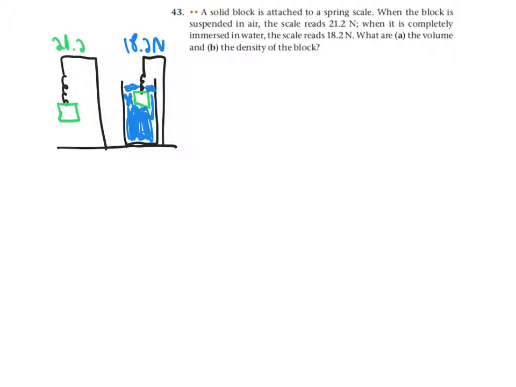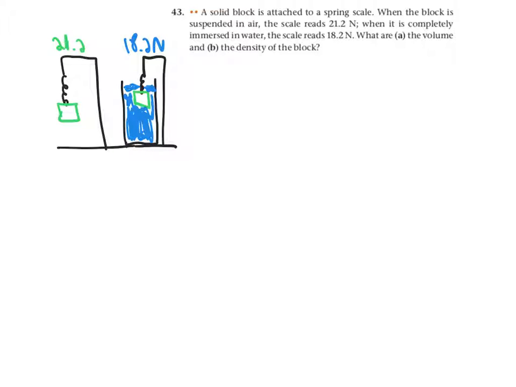Chapter 15, number 43. A solid block is attached to a spring scale. When the block is suspended in air, the scale reads 21.2 newtons. When it is completely immersed in water, the scale reads 18.2 newtons. What are A, the volume, and B, the density of the block?